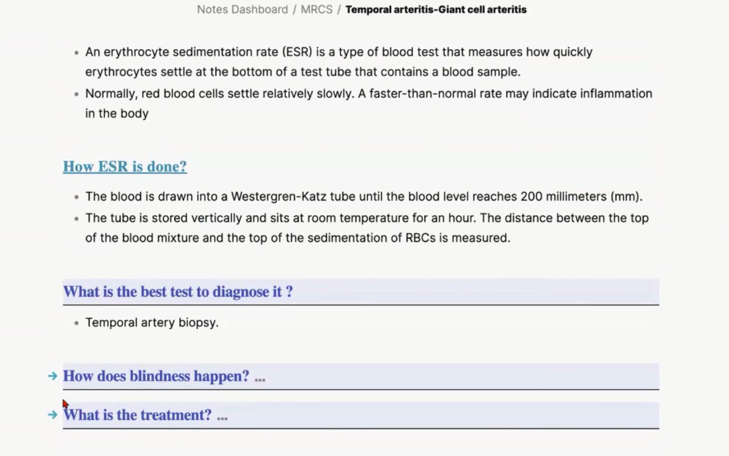What is the treatment for this condition? So it's a medical emergency. So you'll have to immediately, once you're diagnosed, give oral prednisolone, that is 60 mg orally. And if there is any visual problems, then you should consider giving IV methylprednisolone.